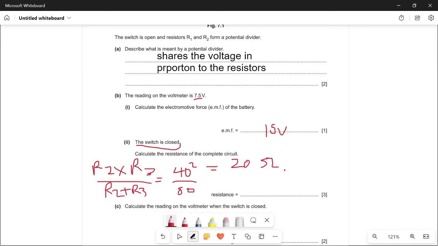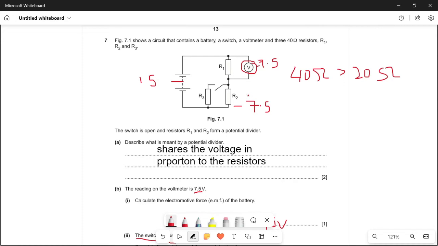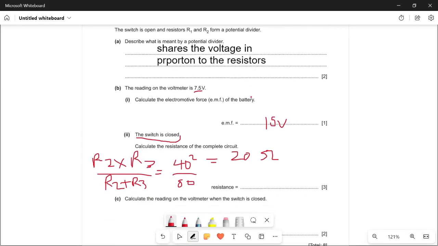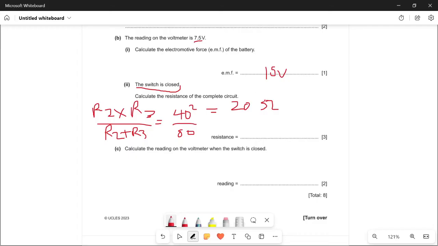But then we're not done yet, because now the total resistance of the parallel part is 20 ohms. But over here, we have another resistor which is in series, which is 40 ohms. So we just have to add them. So 40 plus 20 would give us 60 ohms. So the total resistance would be 60 ohms, because to the 20 ohms we have added the 40 ohm resistor, which is connected in series.